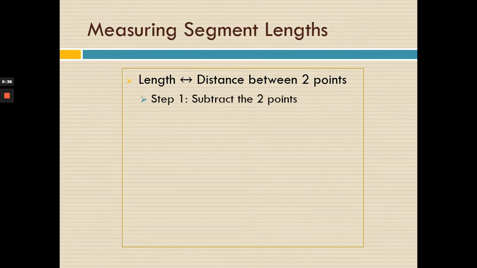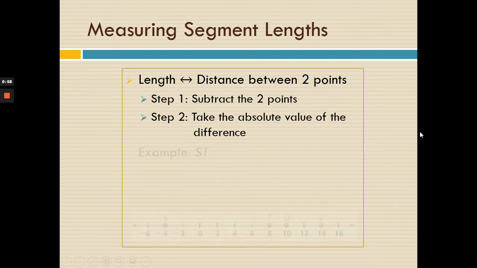So when we look at that, when we're looking at points and segments, we can put them onto a line. And particularly if they're on a number line, we can just subtract the values of those 2 points, okay? Because we're finding the difference in those two values. After we do that subtraction, we're going to take the absolute value of the difference, all right?